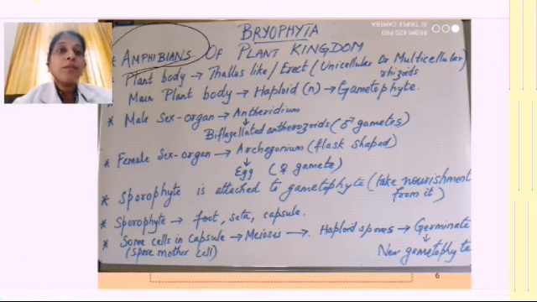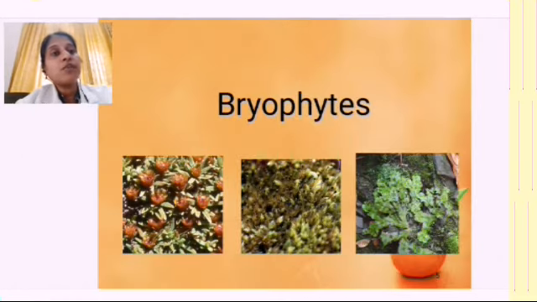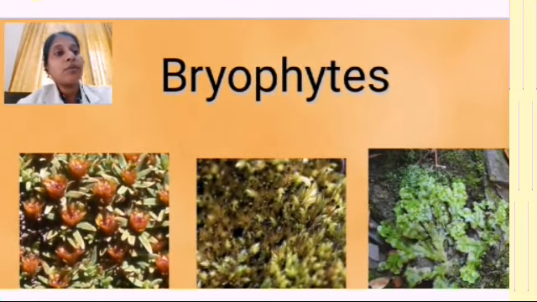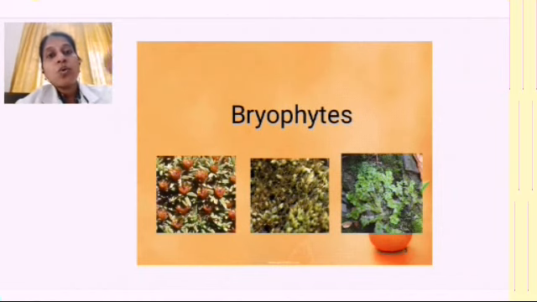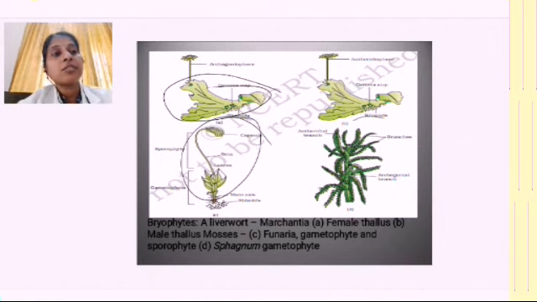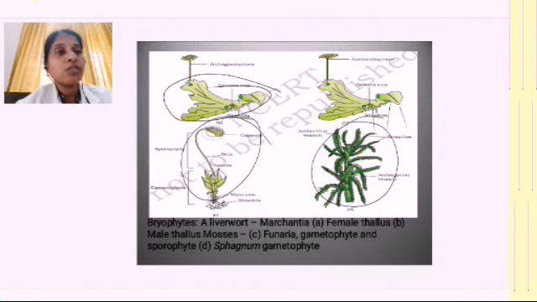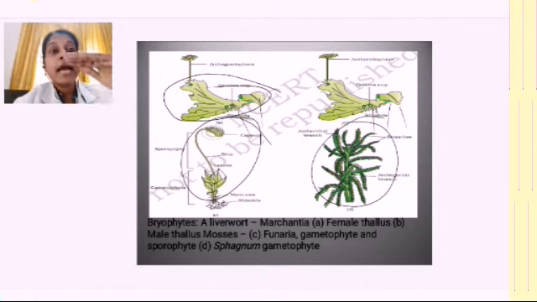Now when you are looking into the plant body, it can be of two types. It can be like a thallus or it can be an erect structure. So the plant body can be a thallus like this, or it can be an erect structure like this. Both are possible, and they have root-like structures called rhizoids, which help in attaching the plant to the substratum. It can be soil or rocks.